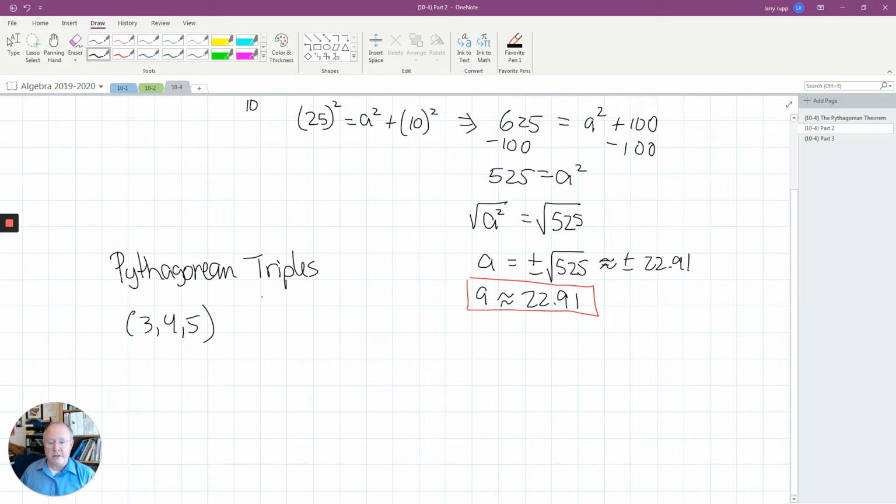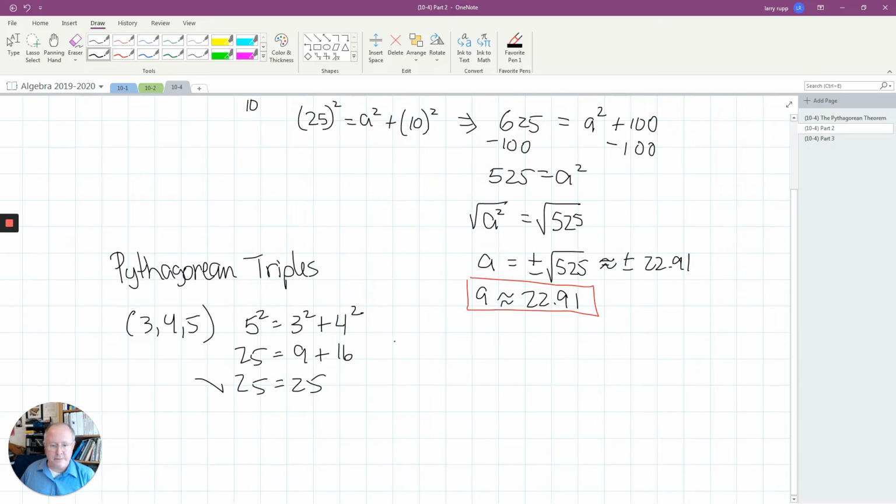That means 5 squared would be equal to 3 squared plus 4 squared. So 25 would be equal to 9 plus 16. So therefore 25 does indeed equal 25. So when you have any set of three numbers and you arrange them in this manner, if you end up with an identity, that is a Pythagorean triple. Therefore, these are the measurements of a right triangle.